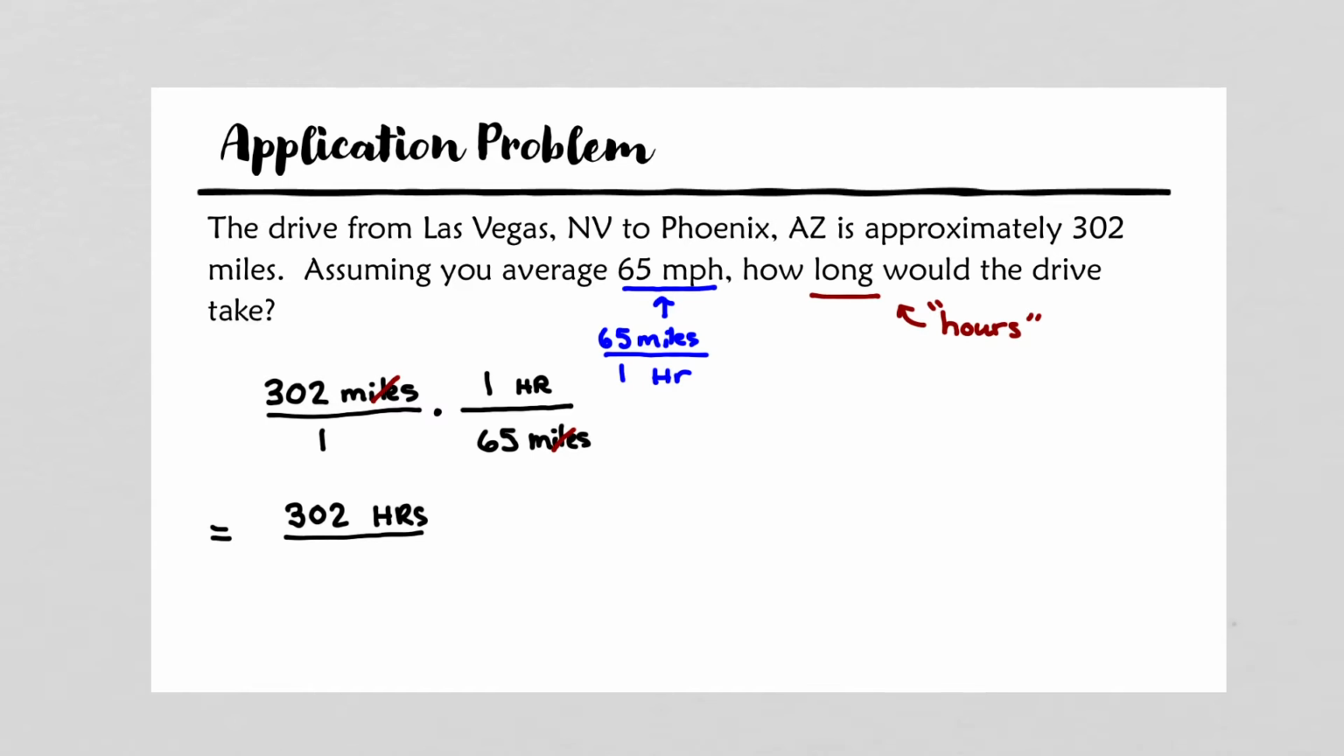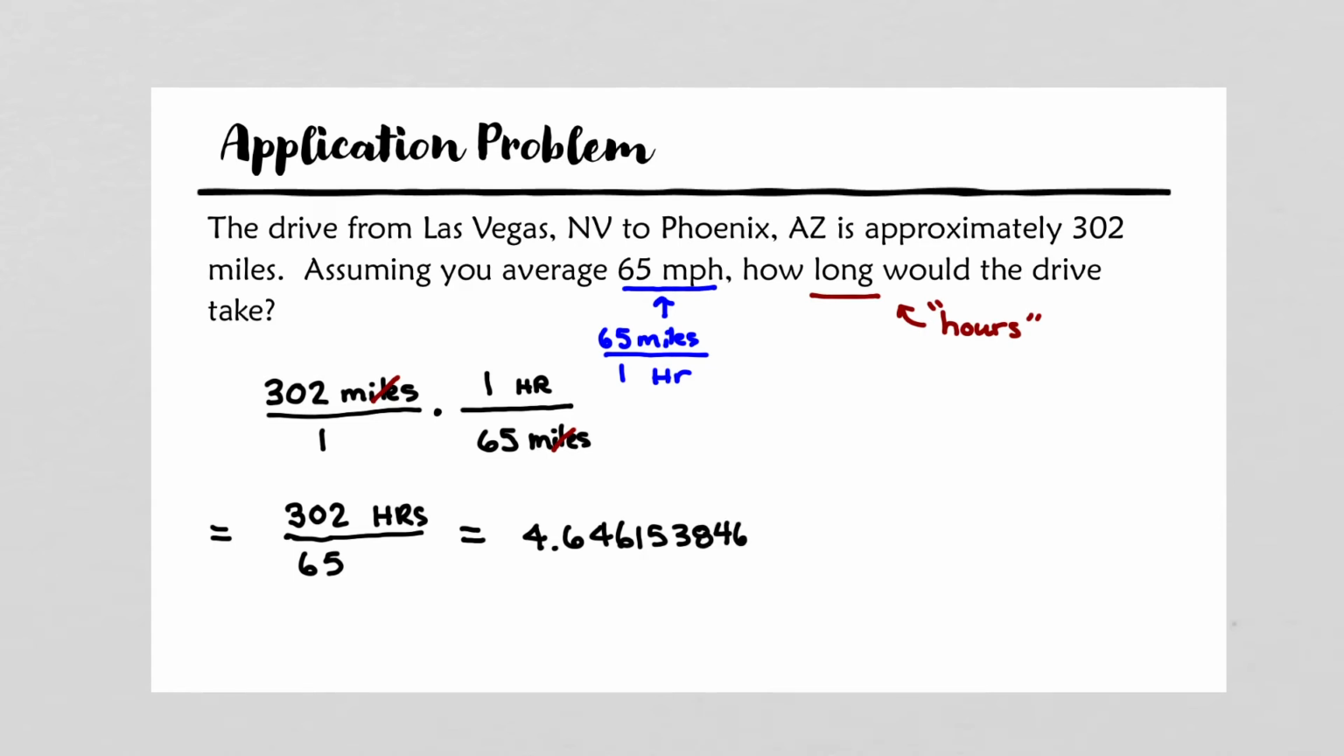And in the denominator, 1 times 65 is just 65. There's no more units. And so really, to calculate the number of hours, all I have to do is take 302 divided by 65. When you pull out a calculator and divide 302 by 65, it gives you approximately 4.646153846, and this decimal goes forever and ever.